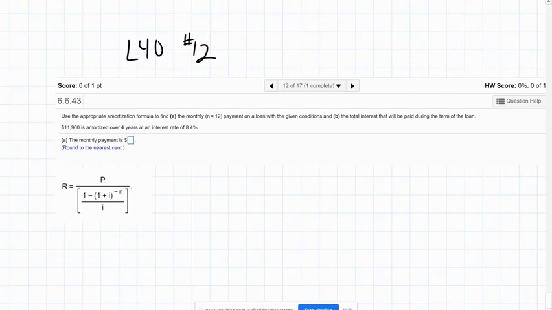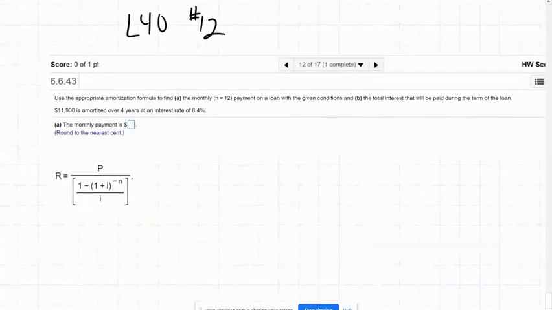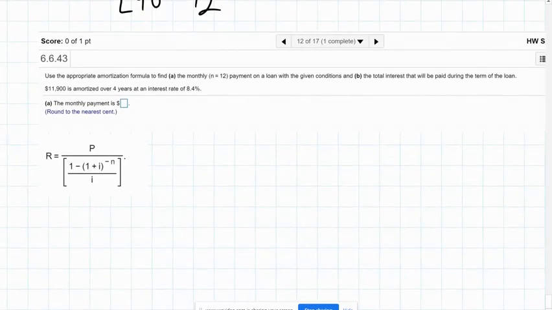In this video, I'll show how to do problem number 12 from lesson 40, which is on calculating monthly payment. In this example, we want to borrow $11,900 and pay it off over 4 years at an interest rate of 8.4%. Now we can't plug all three of those numbers directly into the formula.